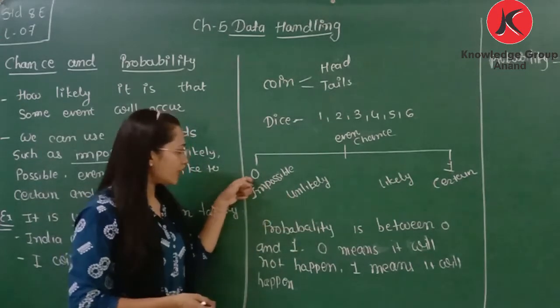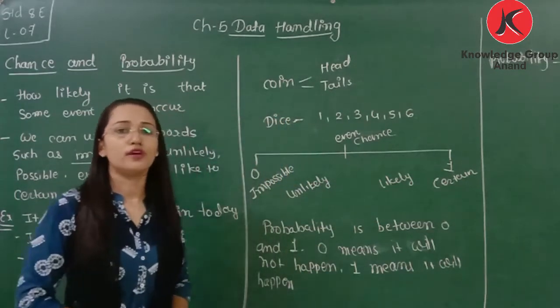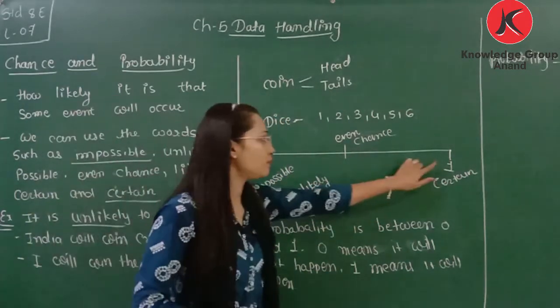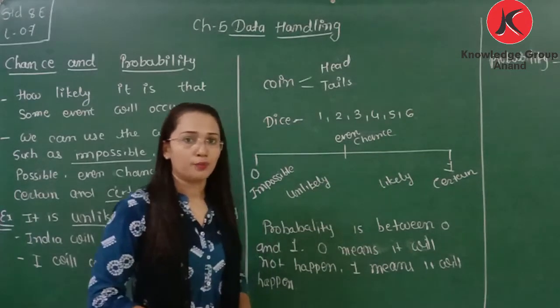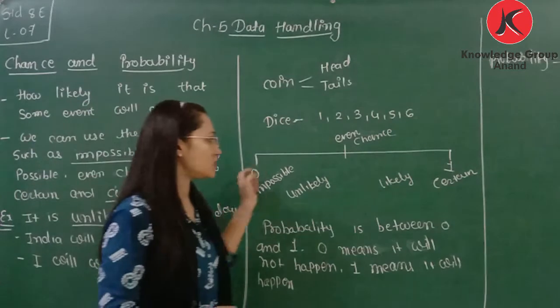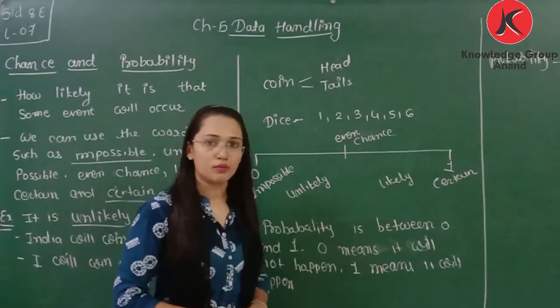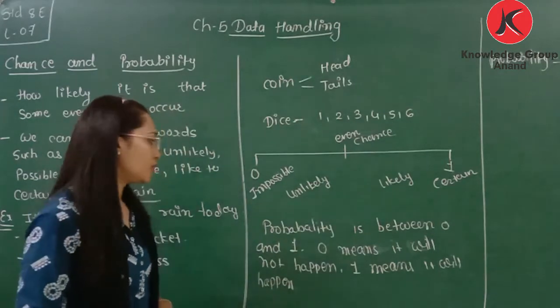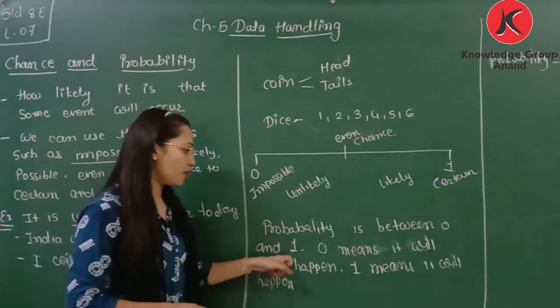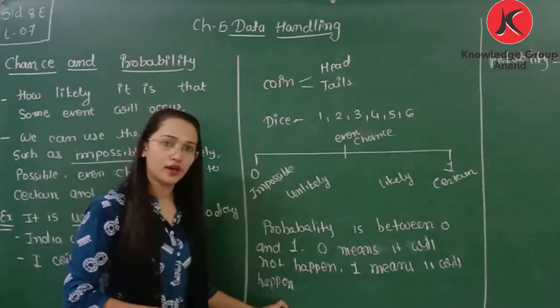Clear? So you can see that here I write 0 and 1. It means probability always falls between 0 and 1. Okay, it is 0.9, 0.5, but it is always between 0 and 1. 0 means not possible and 1 means possible, means it is a true statement. Clear? So probability is between 0 and 1. 0 means it will not happen and 1 means it will happen.